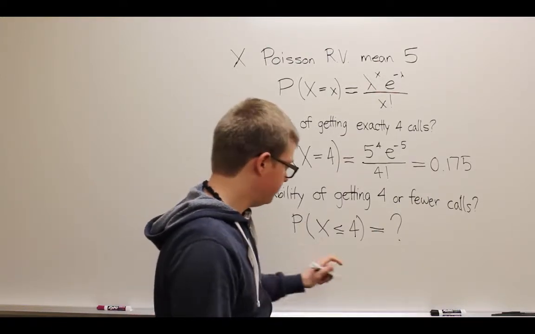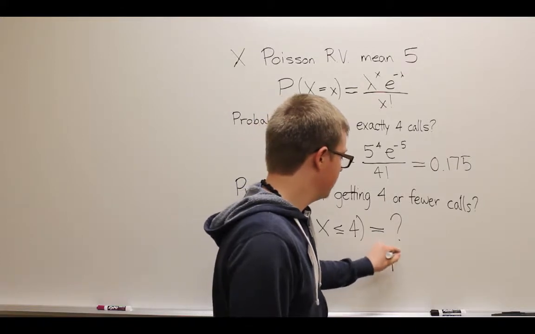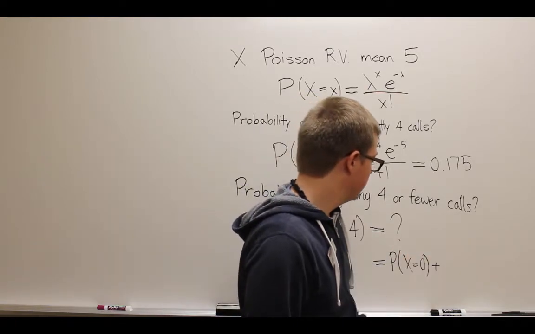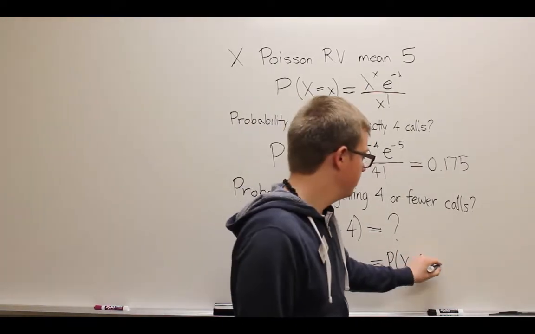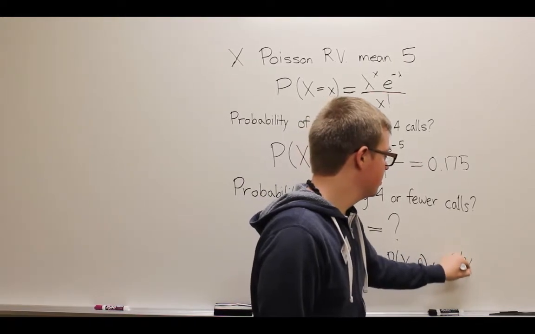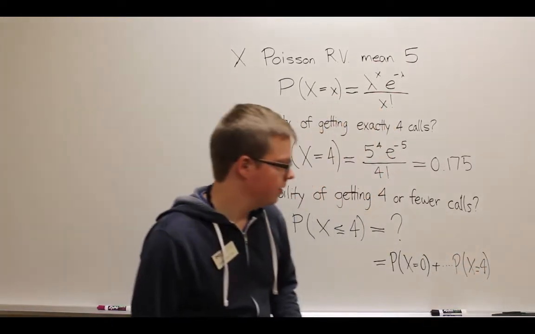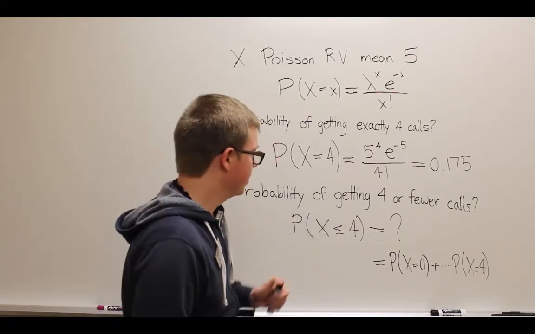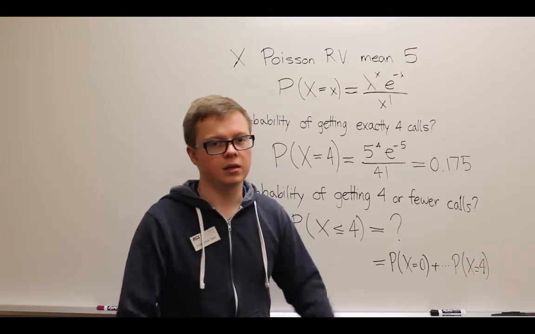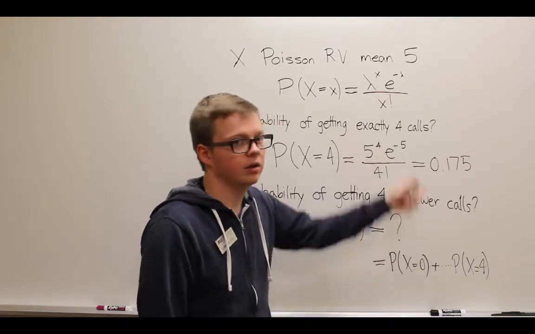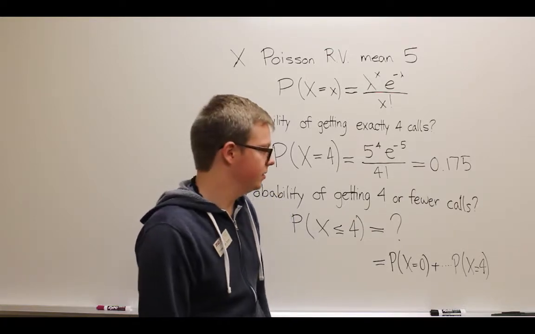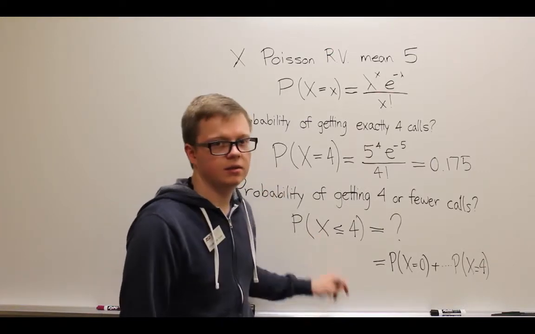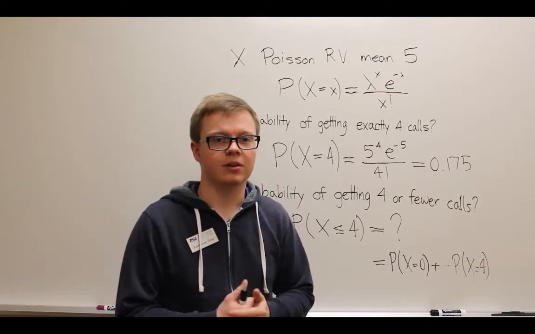Now we could say, well, this equals the probability that x equals 0 plus the probability that x equals 1, all the way to the probability that x equals 4. That would involve 5 calculations, which isn't too bad. We could certainly do that. But let's say this is 20. Then you're not going to want to use this formula 20 times to get this answer. So I will show you how we can do this in Excel. And that's what we're going to do next.